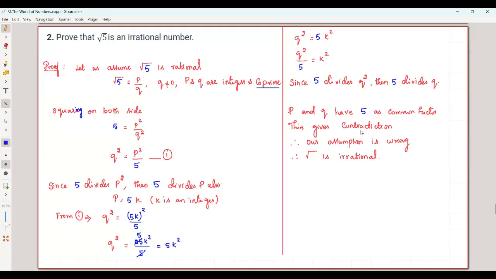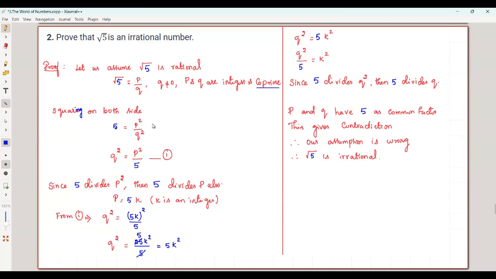So this gives a contradiction. Why? Because p and q are co-prime numbers. Co-prime means they should have only 1 as a common factor. Here we have proven 5 is also a common factor. So our assumption is wrong. Root 5 is irrational.